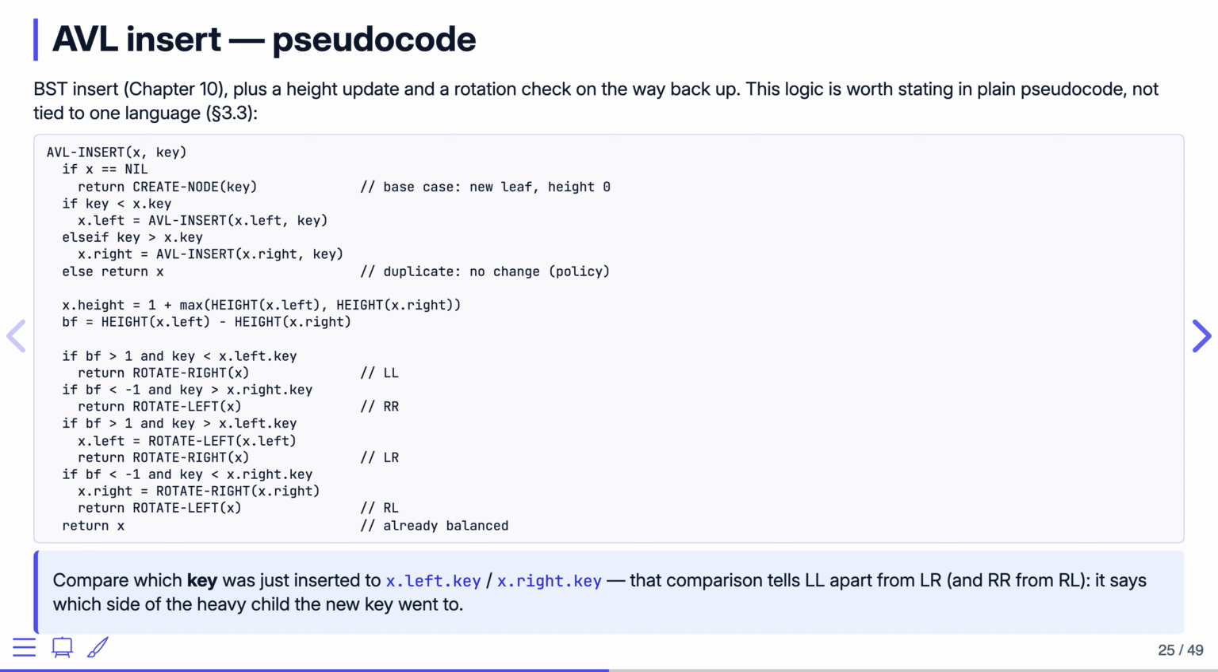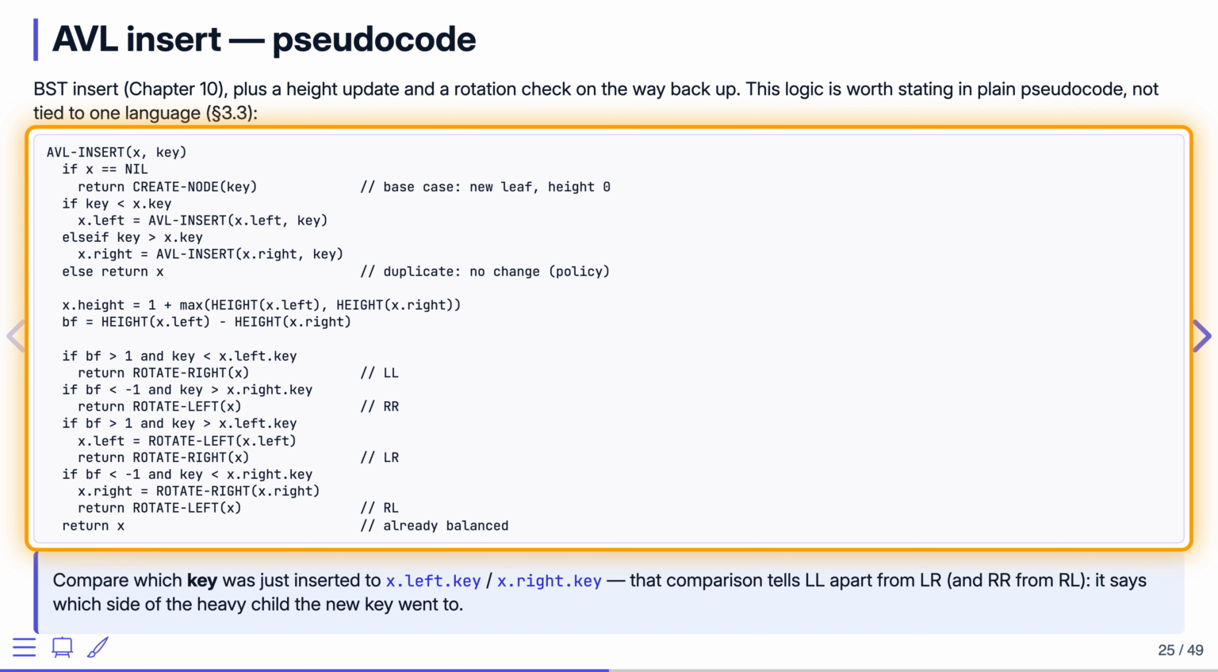Let's put it all together as pseudocode. AVL insert is just the binary search tree insert from chapter 10, plus a height update and a rotation check on the way back up. It starts like a normal insert. If X is nil, we reached an empty spot, so we create a new node and return it.